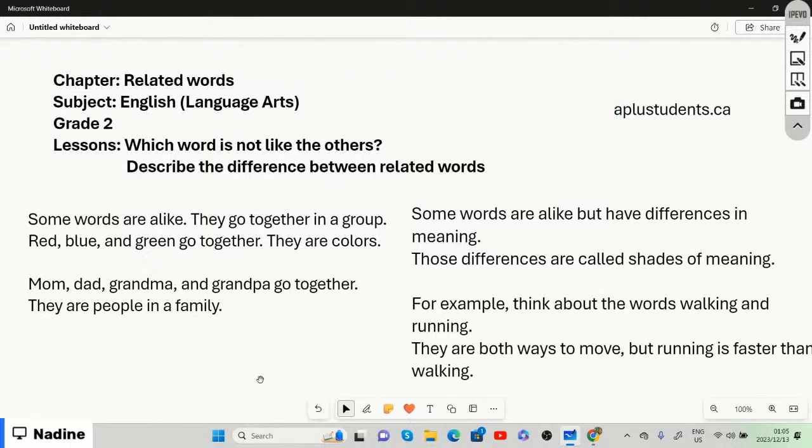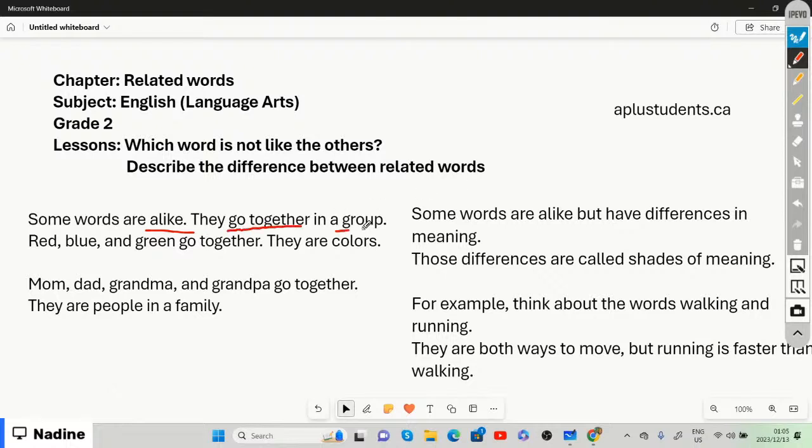So when it comes to related words, it means that they are certain words that are alike, like they're almost the same. So some words are alike, and they go together in groups. For example, if we use colors, then we can say red, blue, and green. They go together. Why do they go together? Because they are colors.